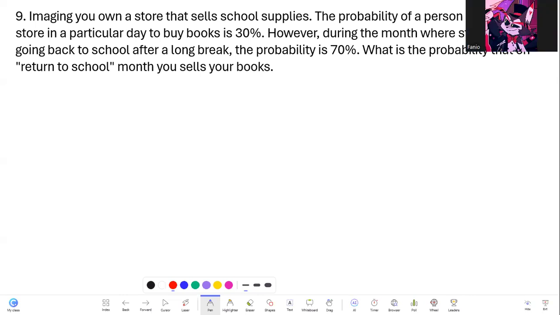Imagine you own a store that sells school supplies. The probability of a person going to your store in a particular day to buy books is 30%. However, during the month where students are going back to school after a long break, the probability is 70%. What is the probability that on return to school month you sell your books?